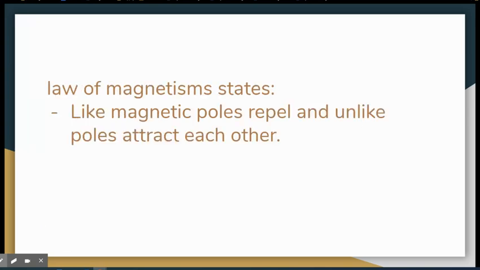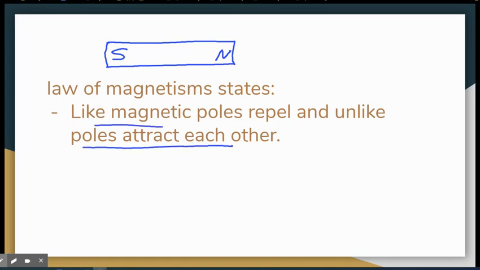So let's start with the basics. We're all familiar with the idea of magnets and the fact that a magnet, most people think of a bar magnet when they think of a magnet, has its two poles, north and south, and the law of magnetism states that like poles repel and unlike poles attract each other.